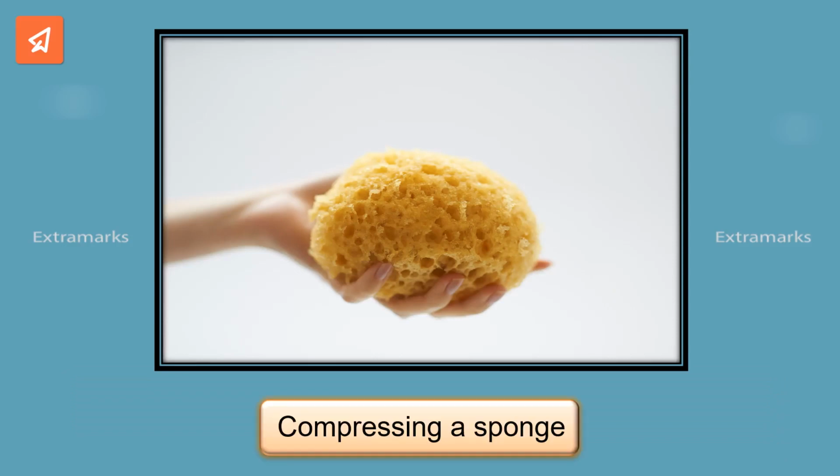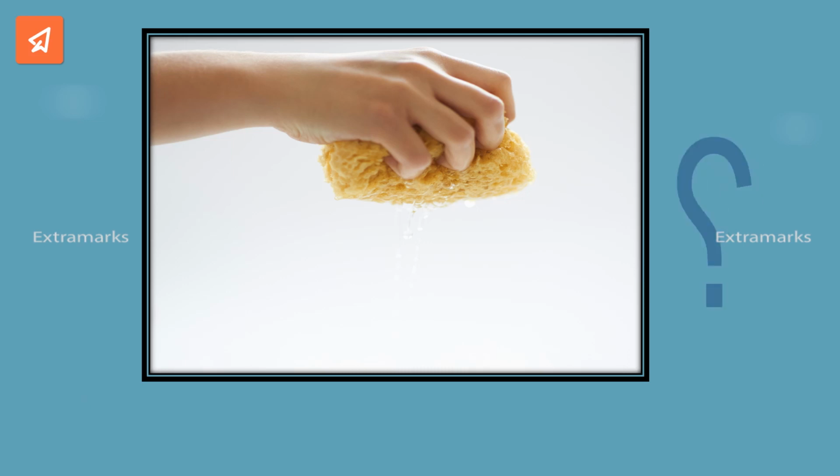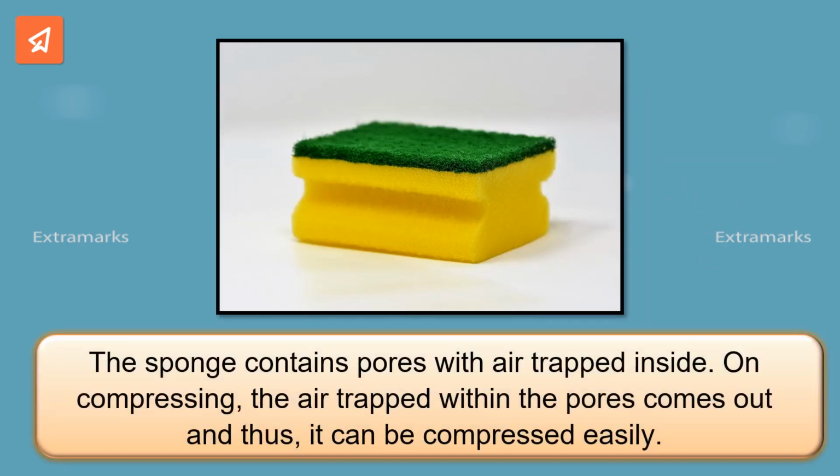Now, take a sponge and try to compress it. You will observe that the sponge is easily compressible on applying force. Can you guess the reason behind this? This is because the sponge contains pores with air trapped inside. On compressing, the air trapped within the pores comes out and thus it can be compressed easily.